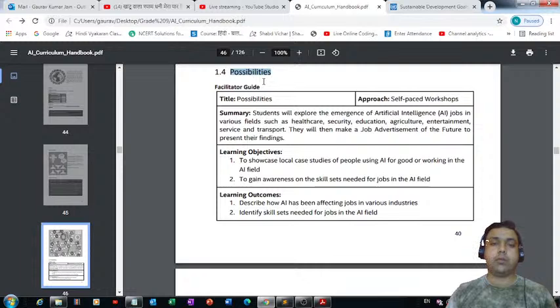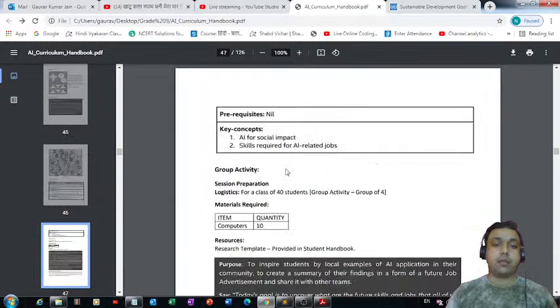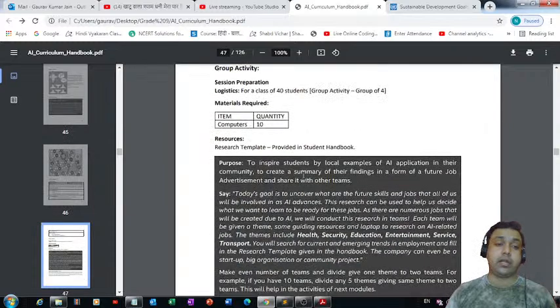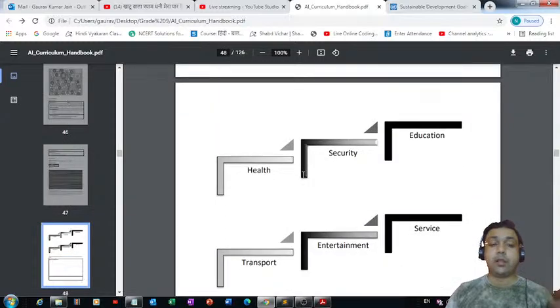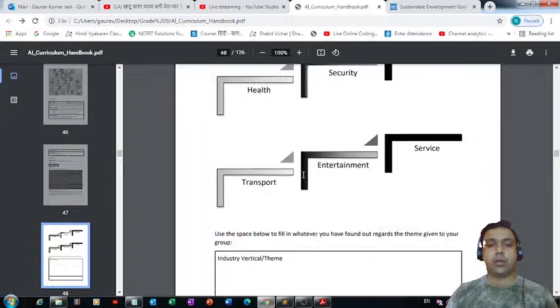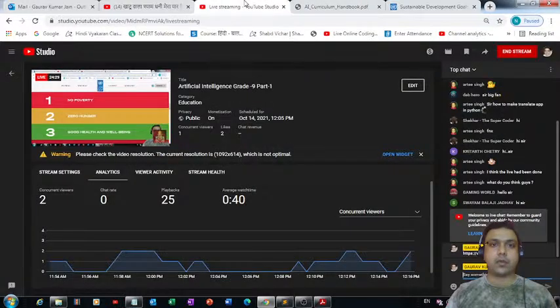What are the different AI possibilities and in what sectors are we using artificial intelligence today? We are using it in the healthcare industry, in security, in the education industry, the agricultural industry, and the entertainment industry. So in all these industries, we are using AI, right? This is what AI possibilities refers to. Everything should be clear to you. Remember this. I hope everything is going fine.